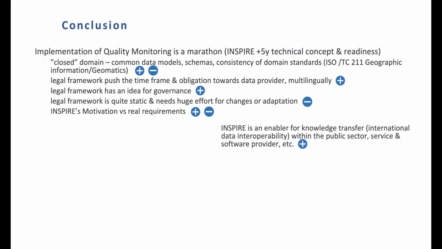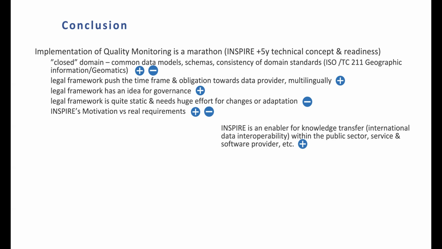So in the end, the conclusion is that the implementation of quality monitoring is a kind of marathon. Inspire took more than 5 years to set up the concepts and a kind of monitoring system as a kind of technical readiness. Of course, I would say Inspire is a closed domain, because it has a limitation: there is a limited number of common data models or schemas. The domain is in the ISO TC 211, in the geoscience or geoinformatics domain.